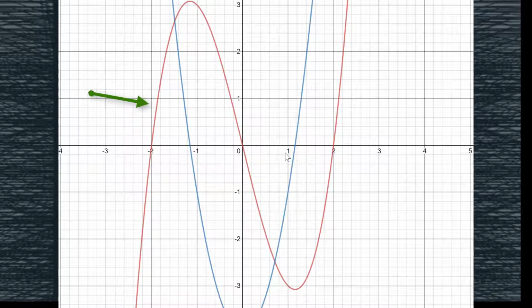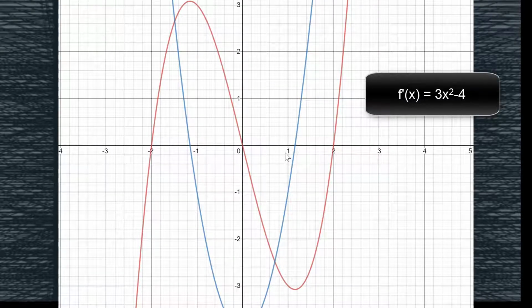When I first gave it a quick glance, it looked to me like the max and the min were at -1 and +1. But after I recorded the video, I noticed that is not exactly what it is doing, that the max and min are a little off from that, which I should have thought about because the derivative is 3x squared minus 4, which would give you max and min at ±2/√3 instead of -1 and +1.